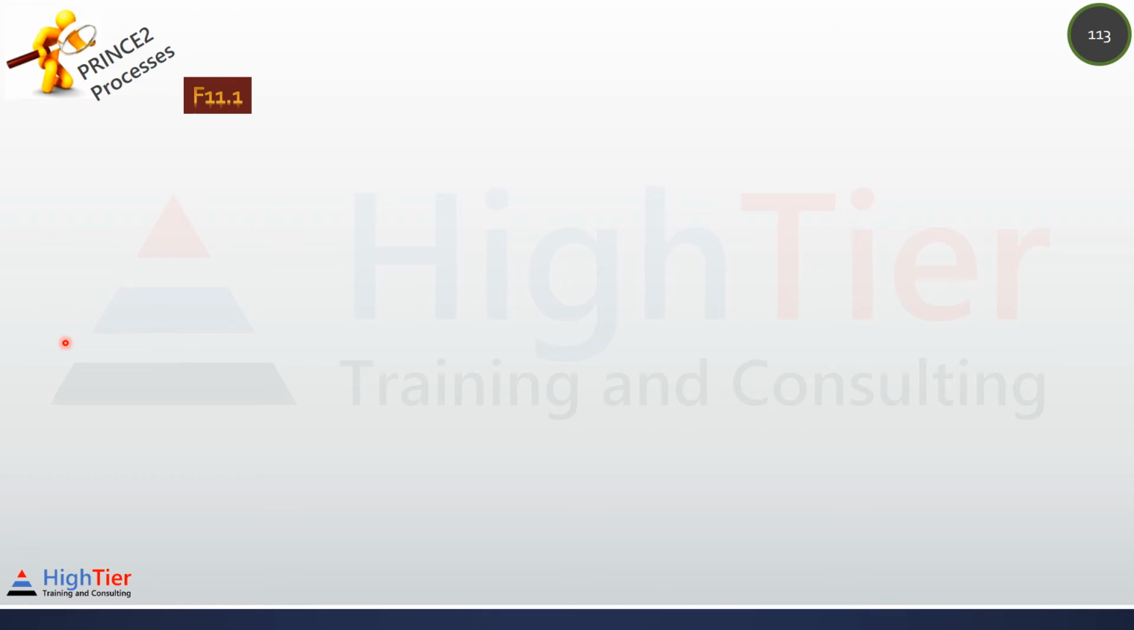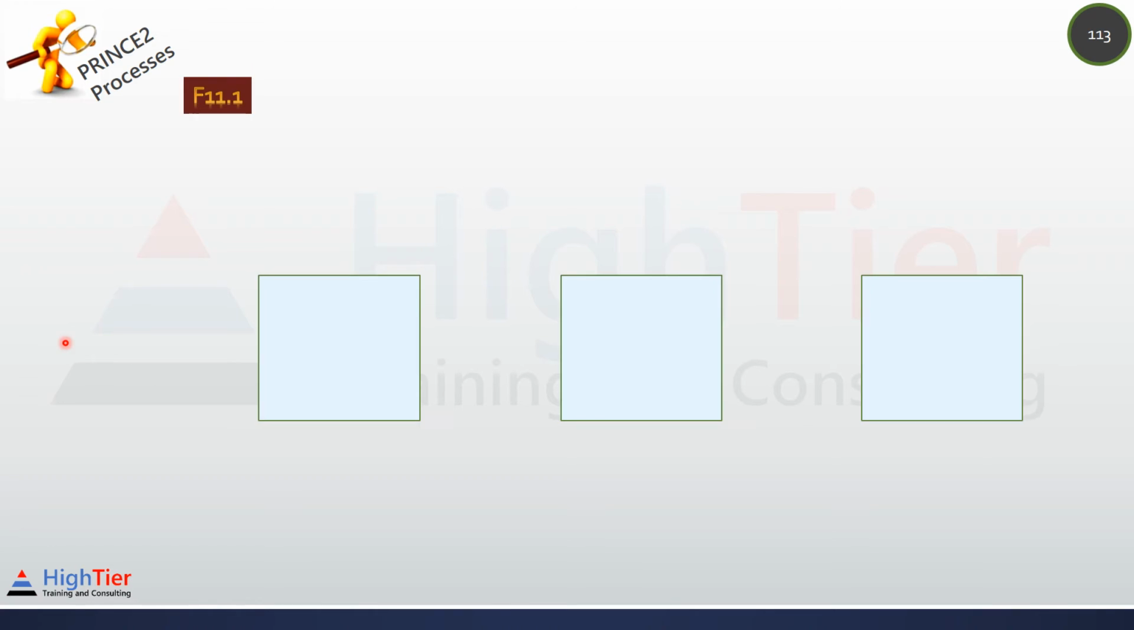PRINCE2 processes. Let's now understand how the 7 processes fit into the management stages. As we know, a minimum of 2 stages is a must in PRINCE2. For the purpose of understanding this topic, let's take an example of a project with 3 stages, represented by these 3 boxes. The first management stage is called initiation stage, and the rest of the management stages are delivery stages.